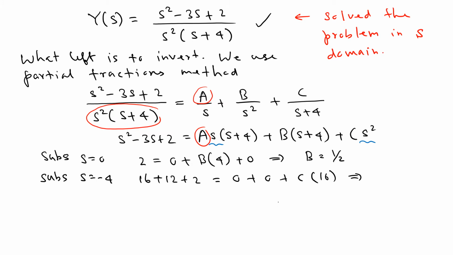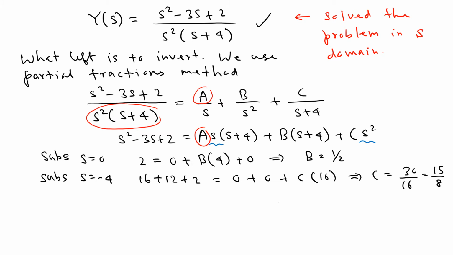So it is 16 times 12, that means 28. So 30, so that means C is simply 30 over 16. If you simplify this, it is 15 over 8. Good. Now the question is how to find A.